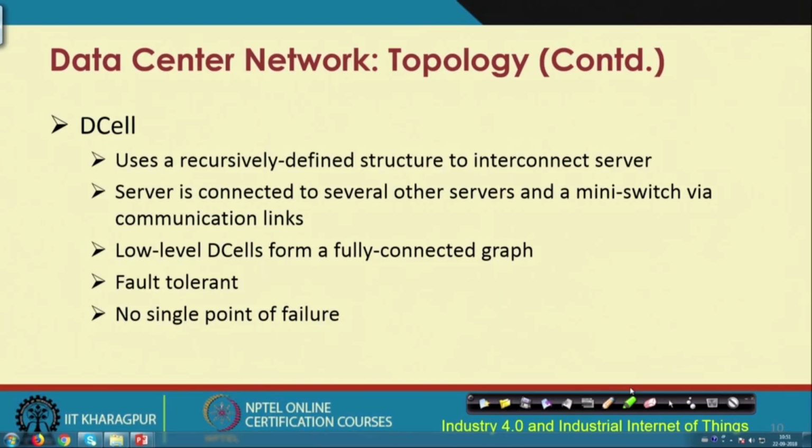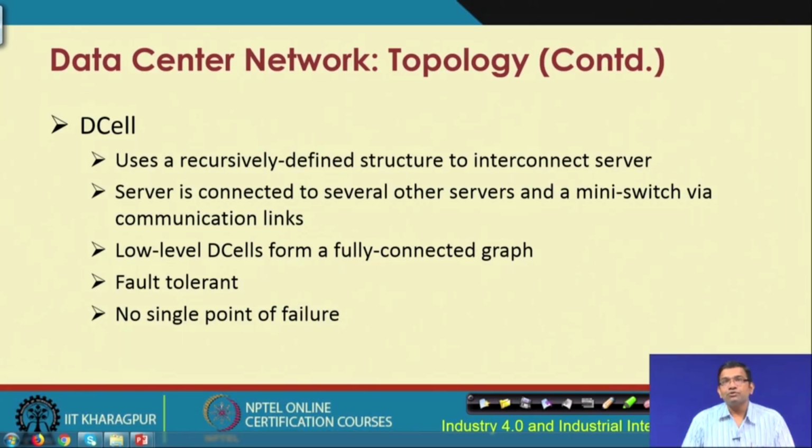A DCell basically uses a recursively defined structure to interconnect the servers, where the server is interconnected to several other servers and a mini switch via different communication links, and the low level DCells form a fully connected graph, and there is the fault tolerant architecture that we have seen. So, these are once again the different properties of a DCell DCN architecture.